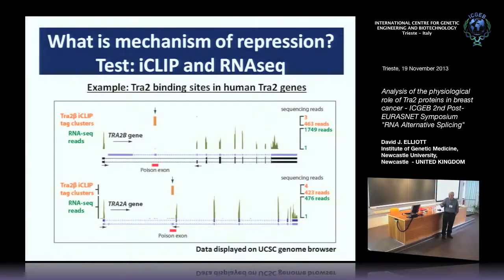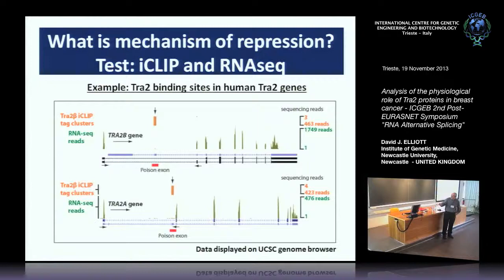And this is showing Tra2 beta binding sites in the Tra2 beta gene and the Tra2 alpha gene. And underneath are RNA sequencing data from the same cell line. So all the Tra2 beta binding sites map to these poison exons in the respective genes. So Tra2 beta binds to its own poison exon, but also binds to the poison exon in the Tra2 alpha gene. Now, if you notice, these sequencing reads taken from the same cell line show peaks over each of the exons, but not above the poison exon.